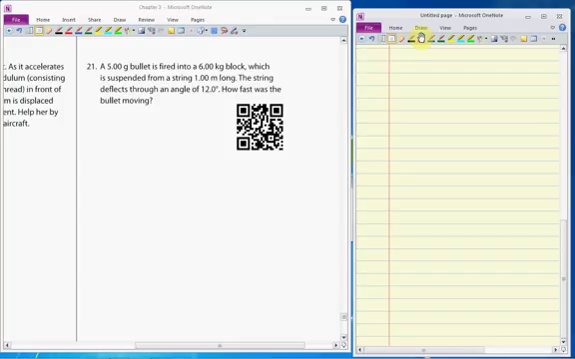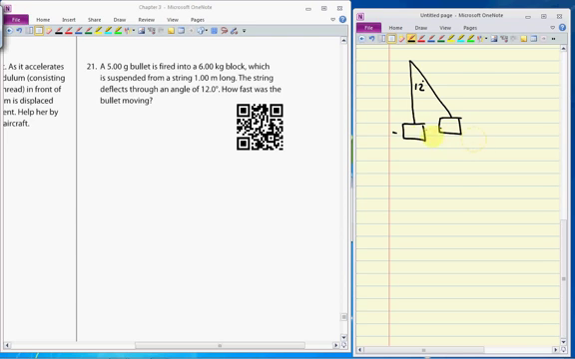This is question 21 of the chapter 3 review. We have a bullet fired into a ballistic pendulum. There's our bullet, and it deflects the pendulum by 12 degrees.